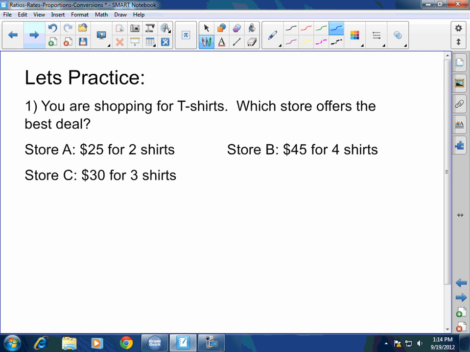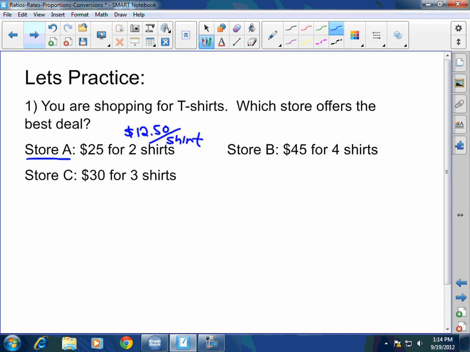You are shopping for T-shirts. Which store offers the best deal? They're looking for a unit price here. What's the formula when we're finding unit price? Price over quantity, right? We're looking for the denominator of 1, but how do we get it? We've got to divide it first. So here, what's the unit price for store A? 25 divided by 2. That's $12.50 per shirt.